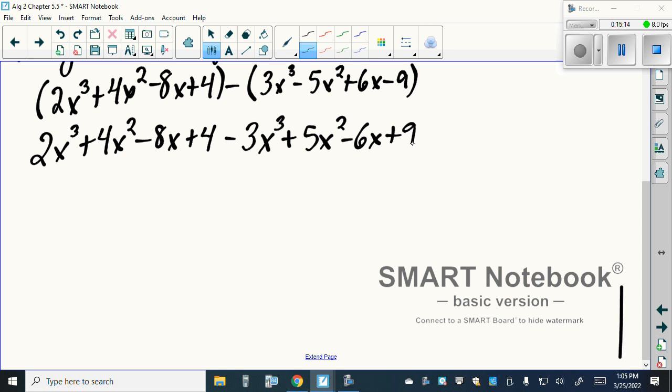So the 3x cubed is going to go from positive to negative. Our negative 5x squared is going to go from negative to positive. The 6x is going to go from positive to negative. And our negative 9 is going to go from negative to positive. So the signs of the second are going to change completely.